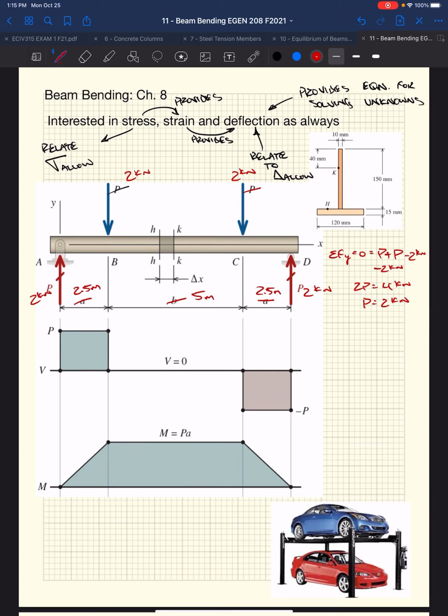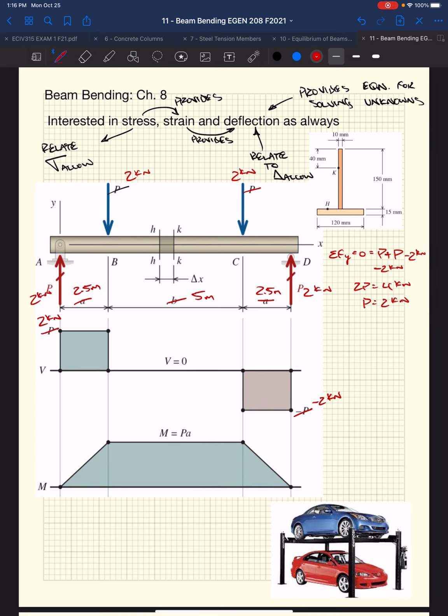Discontinuity in the shear diagram is developed based on externally applied forces. So in this case, we have a reaction of 2 kilonewtons. We would jump up to P, or 2 kilonewtons of shear. That shear maintains a constant value until we get to another discontinuity, which is another applied load. So we have our point load acting at B, brings us back down to 0, shear is 0. We hit C, back down to negative 2 kilonewtons now.